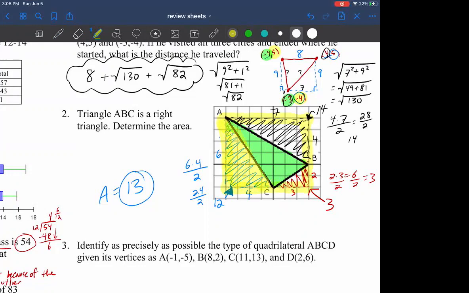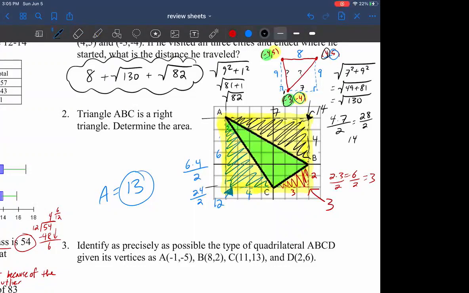If I took all of this and then subtracted the three triangles on the outside, the blue, the red, and the black one, whatever's left would go in the green. So how big is this overall rectangle? Well, it's 6 tall from here to here, and it's 7 wide from here to here.